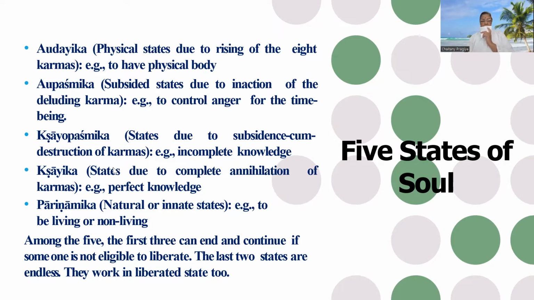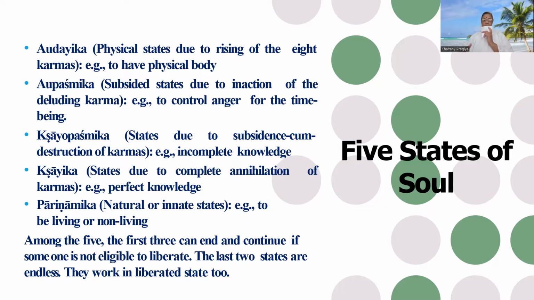The next state is known as Kshayopashamik. In this particular state, there is partial subsidence and partial destruction of the rising karma. Because of that, also we develop so many qualities in us. It is because of the destruction or subsidence of karma that we get some purity in us, and we develop some kind of qualities in us.